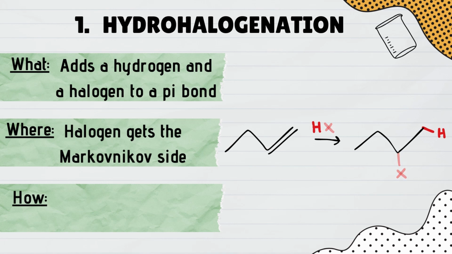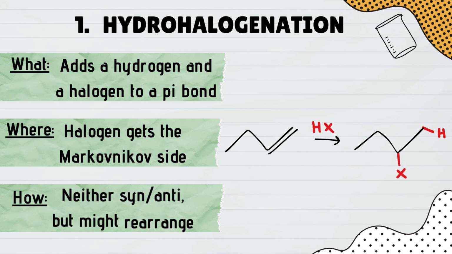Now, how will they add on? Well, in this reaction, they don't approach from any particular side. In other words, this reaction isn't stereoselective. It'll neither be syn nor anti. You'll form a mix of products with wedges and dashes and such. But do keep in mind that this reaction forms a carbocation. And that means that that carbocation can rearrange as it tries to find a more stable spot in the molecule.